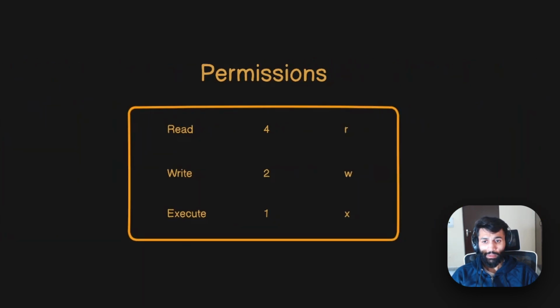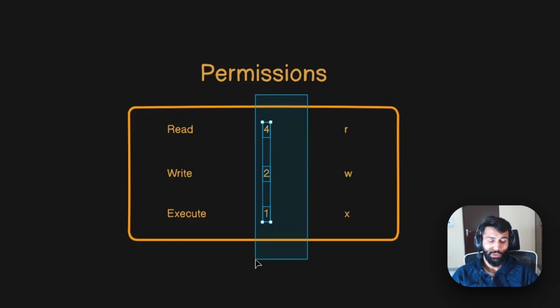In addition to permission classes, we have permissions. We have three types of permission, just like we have three types of permission classes: read, write, and execute. Read can also be denoted as R. Similarly, write and execute can be denoted by the letters W and X. Each of these permissions has a score. Read has a score of 4, write has a score of 2, and execute has a score of 1.